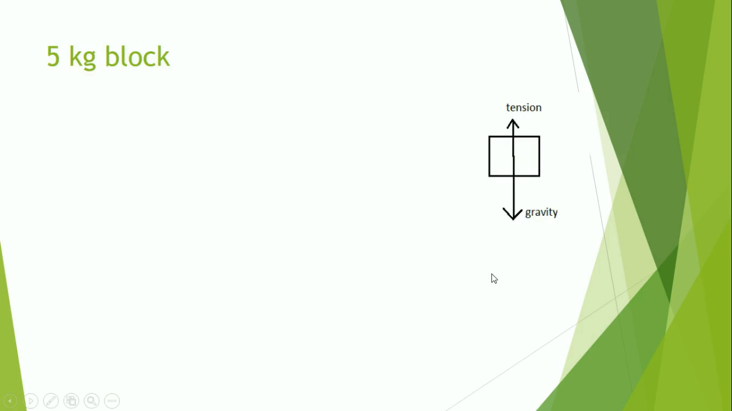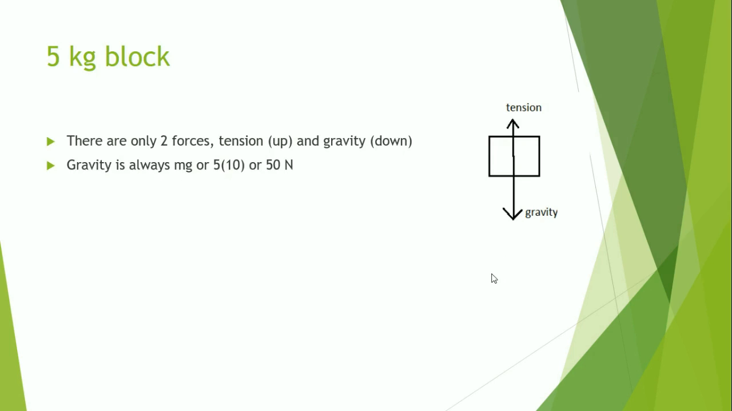So now we're going to do the same for the 5 kg block, which is going to be much simpler. There's only two forces, tension and gravity. Gravity's mass times 10, basically, on Earth. So 5 times 10 is 50. Tension is unknown, but it's less than 50. And why is that?